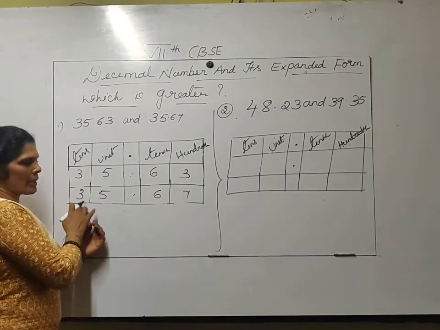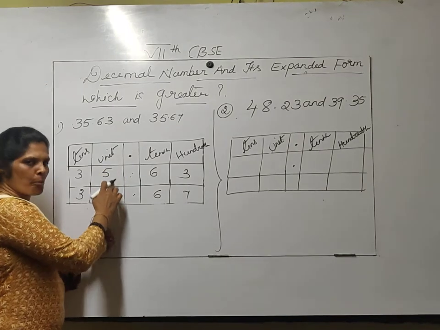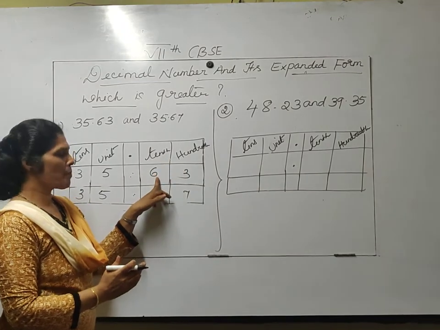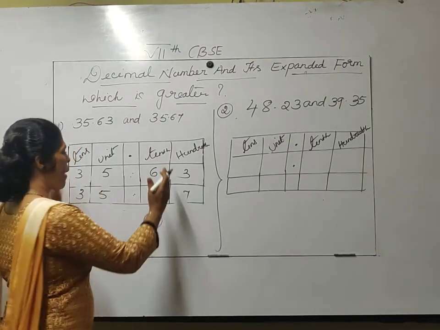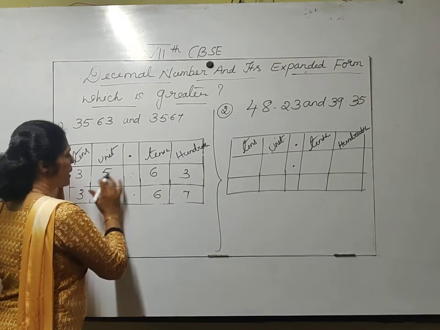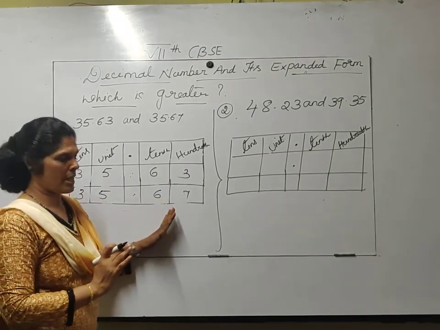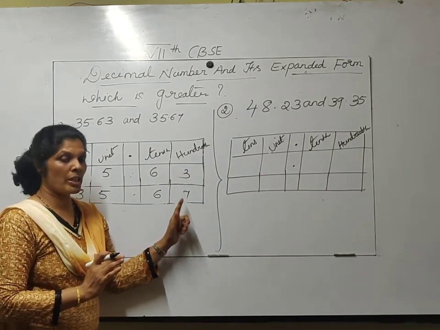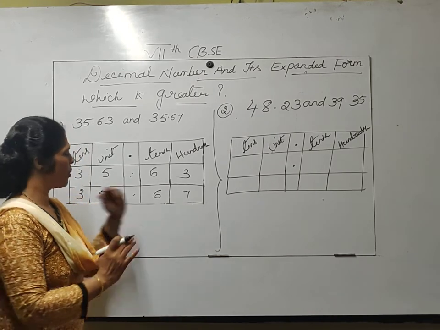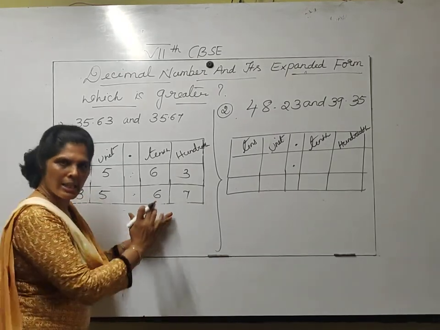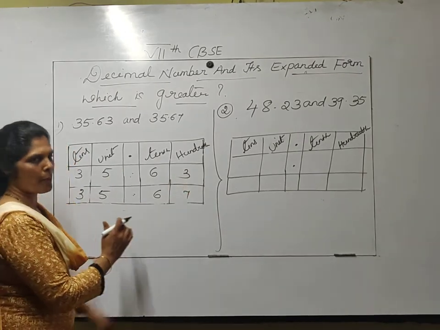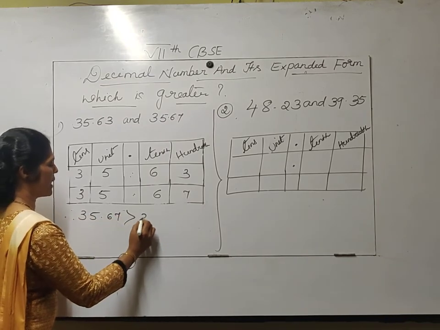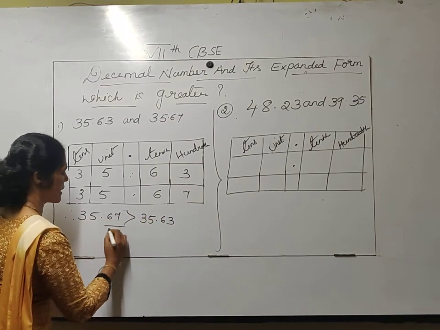Digits in tens place, both are 3. Okay. Unit place, both are 5, means both are 35. Okay. In 10th place, first number is 6, second number is also 6. Up to here, your numbers are same, that is 35.6, both the numbers are same. Compare 100th place now. Here 3, here 7. Which number is greater here? 7 is greater. Okay. Therefore, 35.67 is greater than 35.63.